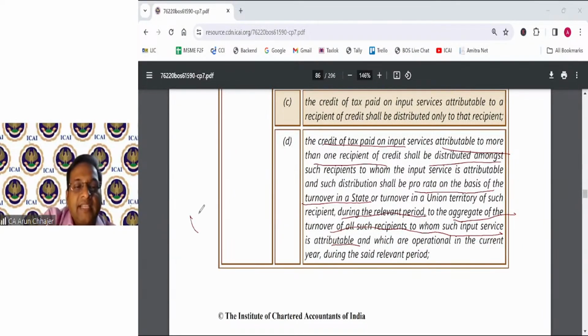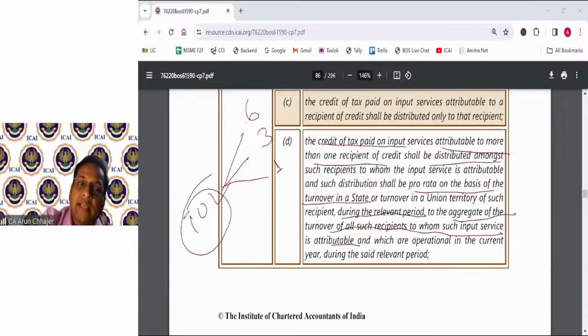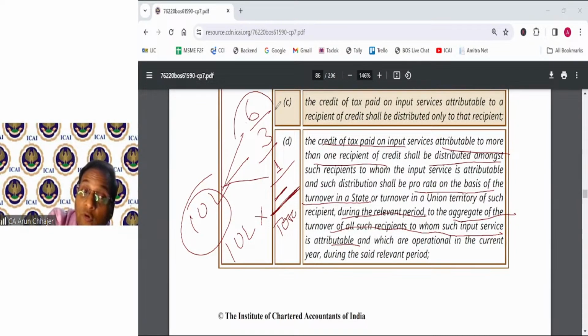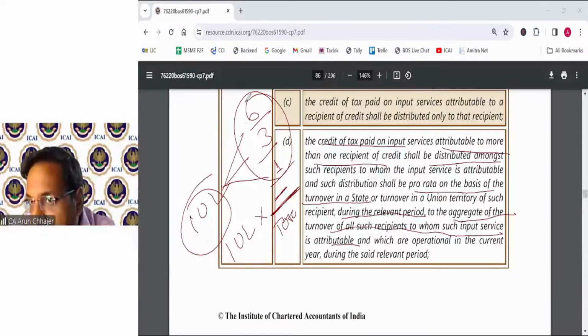So it simply says, let's say I have the ITC of 10 lakh, which I need to distribute to my 3 branches. One has the turnover of 6 lakh, one has the turnover of 3 lakh, and another has the turnover of 1 lakh. So I will distribute this 10 lakh in the ratio of 6:3:1. Basically, he's saying 10 lakh multiplied by turnover in the state or UT of that state and total turnover.